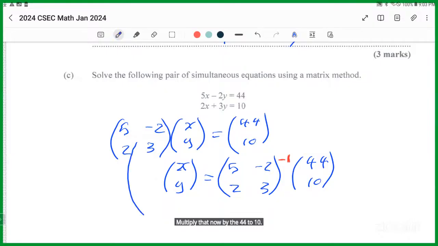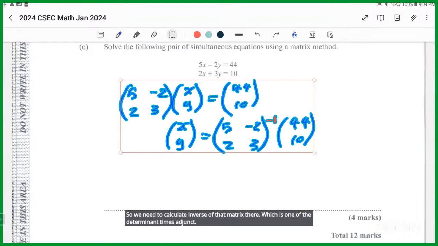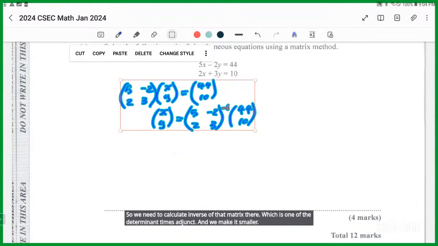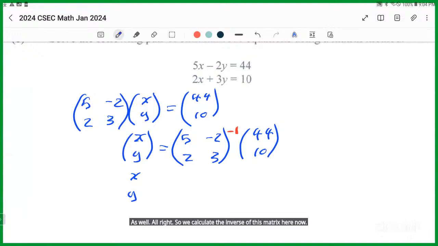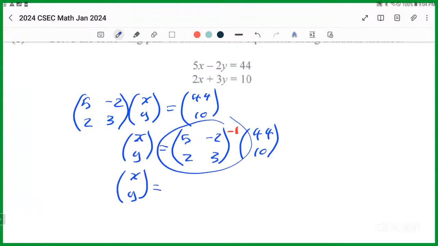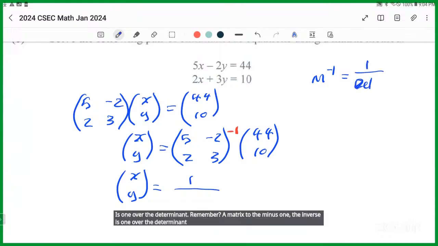So the inverse of this matrix comes in front there. We need to calculate the inverse of that matrix, which is 1 over the determinant times the adjoint. So we calculate the inverse of this matrix now. So xy equals, how do we get the inverse? It's 1 over the determinant. Remember, a matrix to the minus 1, the inverse, is 1 over the determinant of the matrix times the adjoint of the matrix.